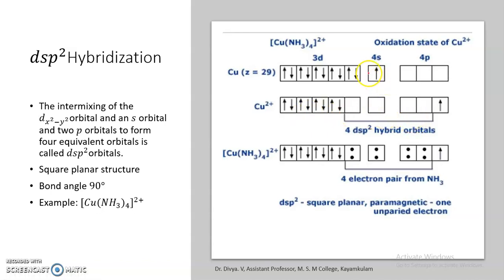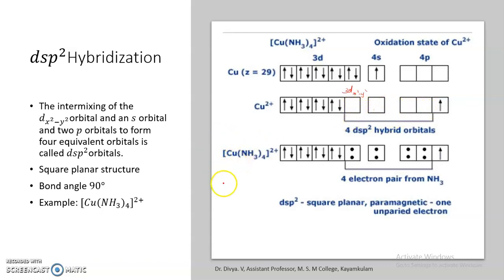During the formation of this complex, there is one unpaired electron, and that unpaired electron gets promoted to the p orbital. These are the empty orbitals; there are four empty orbitals now. One of the 3d orbitals, that is 3dx square minus y square, a 4s orbital and two of the 4p orbitals get hybridized and form four dsp2 hybrid orbitals. I already mentioned that these orbitals are empty orbitals.